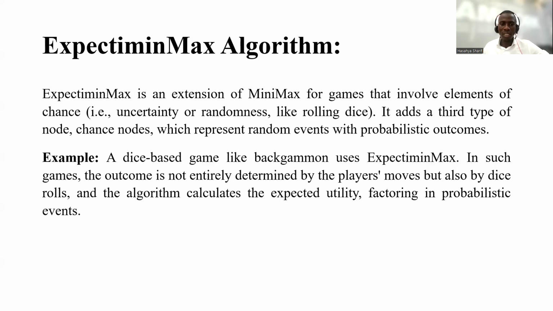And then the expectimax algorithm is an extension of the minimax, but with the addition of a third node, which is the chance node, to represent randomness or uncertainty. The best example is a dice game, where the move is not entirely dependent on the player's move, but also on the score of the dice roll. And the algorithm calculates the expected utility.